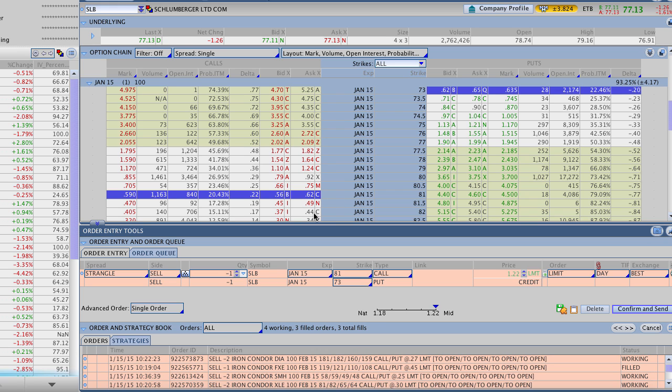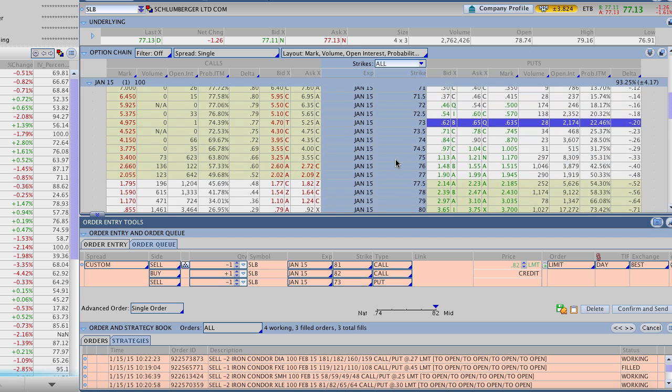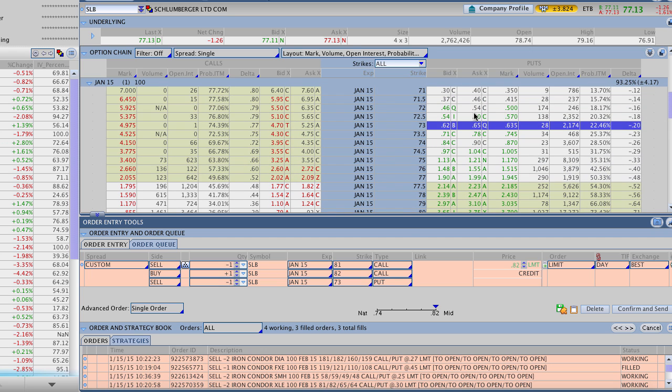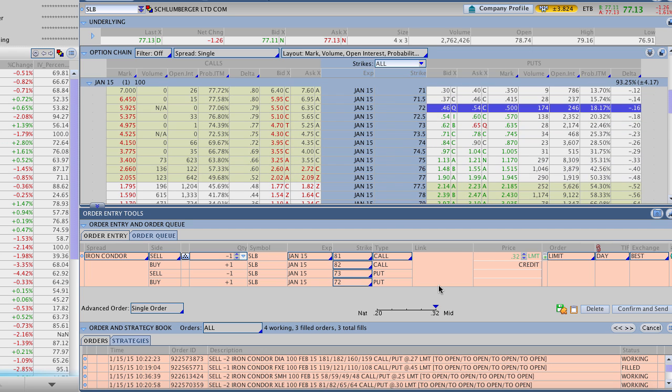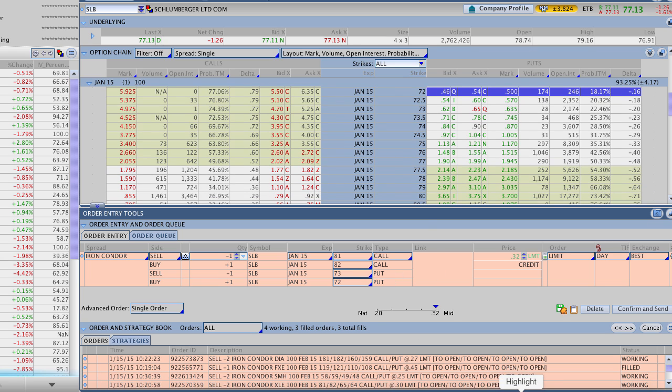So all I'm going to do here, and this is a quick little tip, you can hold down the control or function on your keyboard and just add legs. So we're going to add the 82 leg, which is beyond the 81, and we're going to add the 72 leg, which is beyond the 73. So now you can see we've added protection here on this trade by adding a long call at 82 and also by adding a long put at 72.